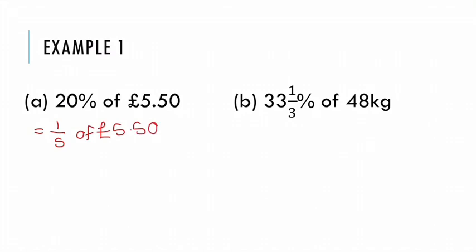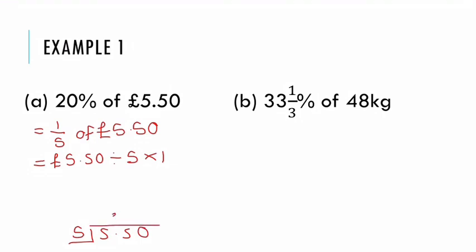In order to find a fraction of a number, we divide by the bottom and times by the top. So we take the amount of £5.50, we divide by 5 and multiply by 1. This is non-calculator, so you may want to use a table to do this. 5 goes into 5 once, 5 goes into 5 once, 5 does not go into 0. So £5.50 divided by 5 is £1.10, times it by 1, it keeps it the same. So that is all there is to it. The hardest thing is remembering what fraction is with what percentage.